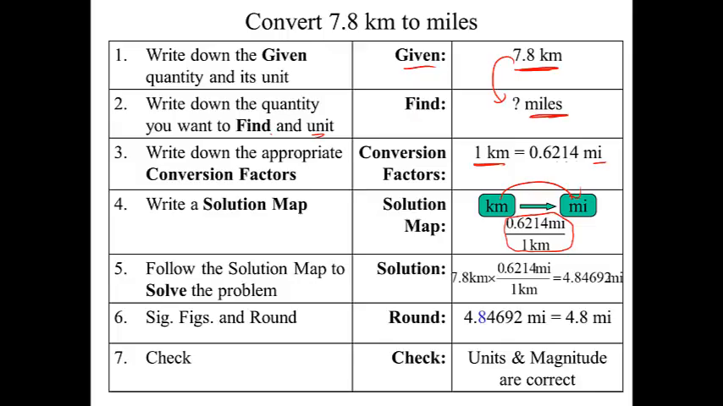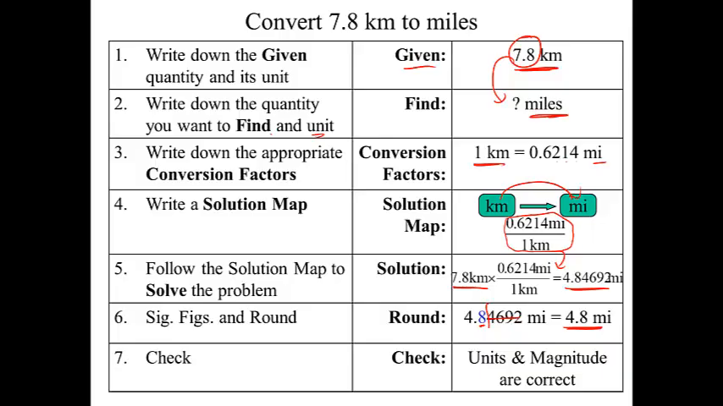Now I apply the solution map. Start with the number and the unit given, which is 7.8 kilometers. Multiply that by the conversion factor that I created up in step number 4, and I get this number. Now make sure the answer has correct significant figures. Notice I have two significant figures in the quantity given that I started with, so I should end with that. In other words, one decimal place. If I simply truncate this, that will be 4.8 miles.